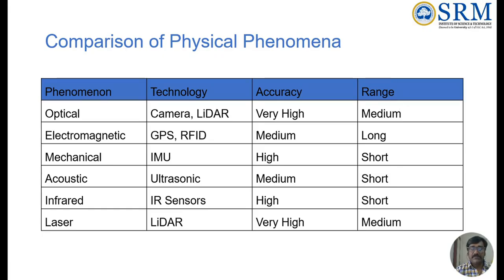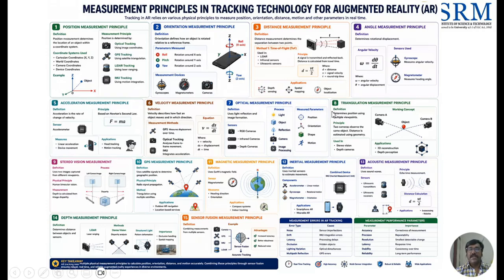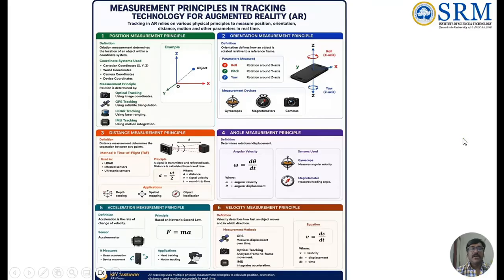This slide indicates the measurement principles in tracking technology for augmented reality. Whatever we discussed in the earlier slides, the combination of all those things is going to be discussed in detail here: the position measurement principles, orientation measurement principles, distance measurement principles, angle measurement principles, acceleration measurement principles, and velocity measurement principles. The measurement principles in tracking technology for augmented reality cover position, orientation, distance, angle, acceleration, and motion.